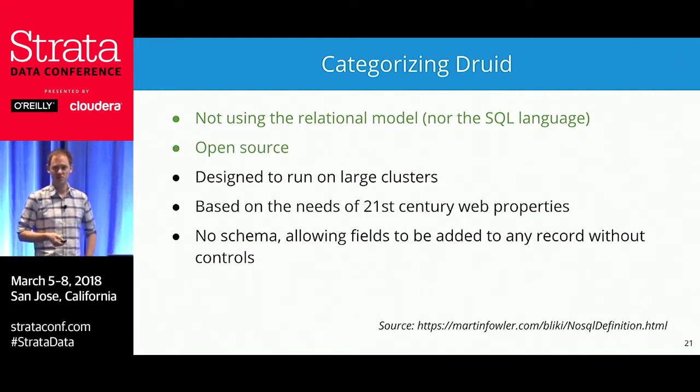The second one, open source. Yes, of course, Druid is open source. Designed to run on large clusters. Yep, we got that one. We run on clusters of hundreds to thousands of nodes. Based on the needs of 21st century web properties. We got that too. We operate at massive scale on real-time data. If that's not 21st century web, I don't know what is.